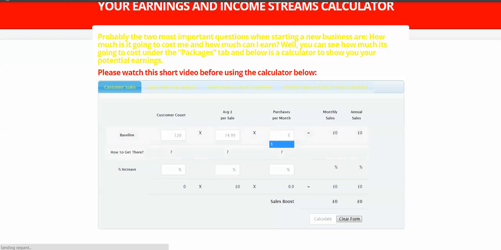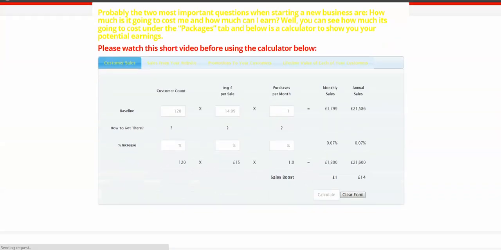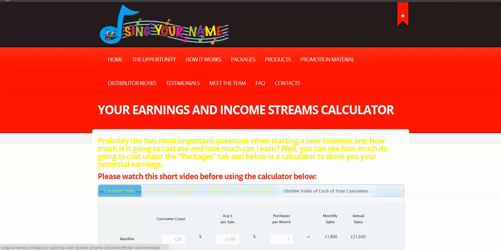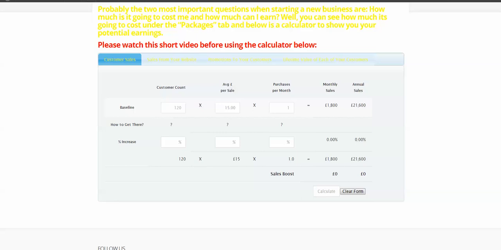So we've got 120 sales over a month period at $14.99. And if we click the calculate button down here at the bottom, the page will reset itself. And what you'll see is the figure of £1,799 on a monthly basis. I'm going to change that because we'll make it a little bit easier. Let's put this average per sale at £15 so I can actually work it out easier on a weekly scale. We'll click the calculate button again. And here we are now. We have got a monthly sales of £1,800 and annual sales of £21,600.